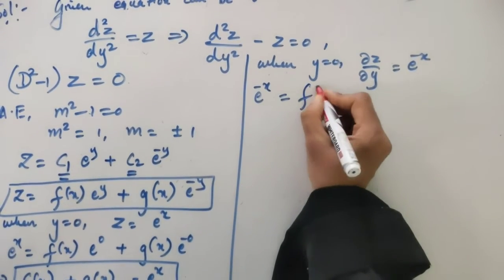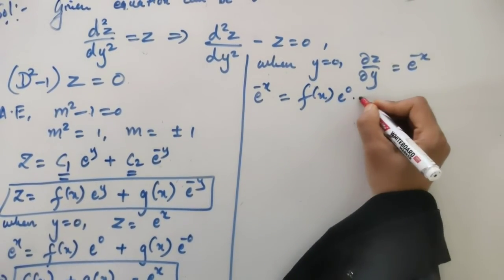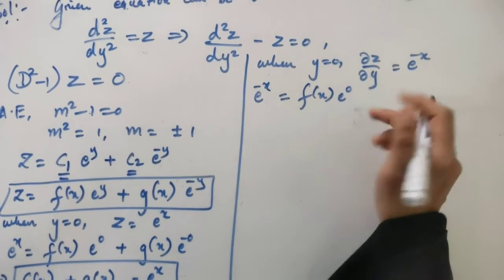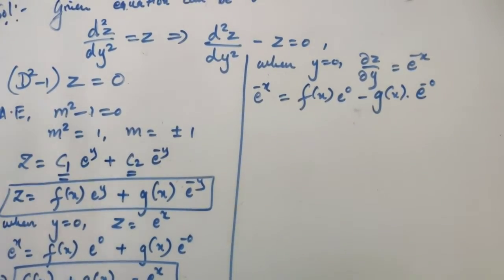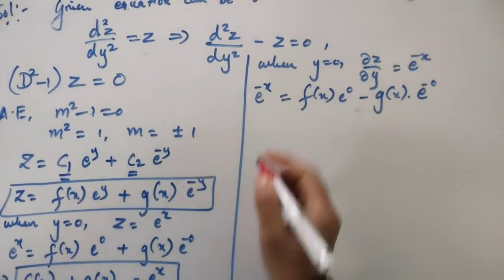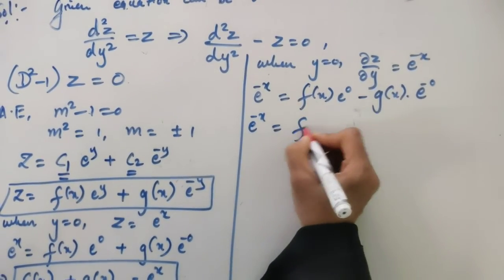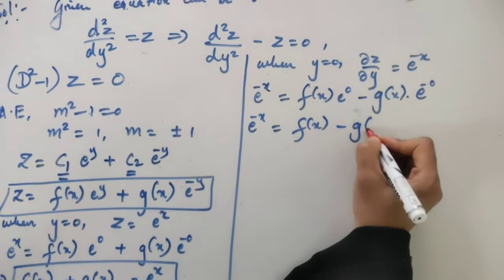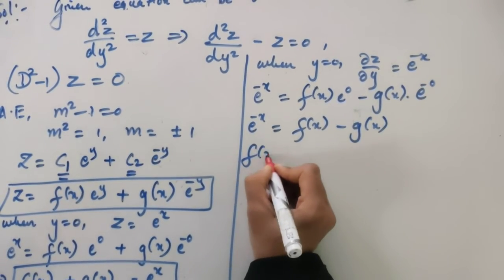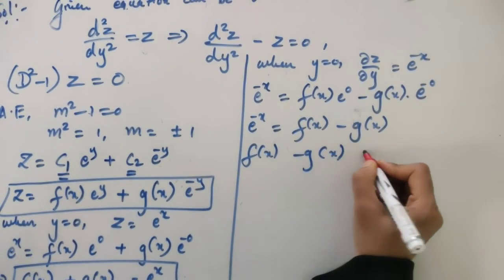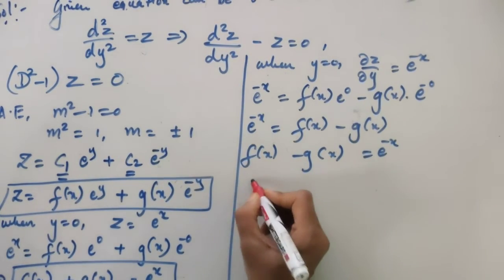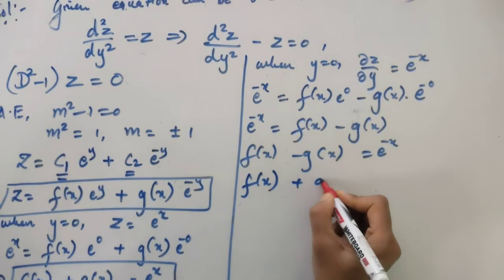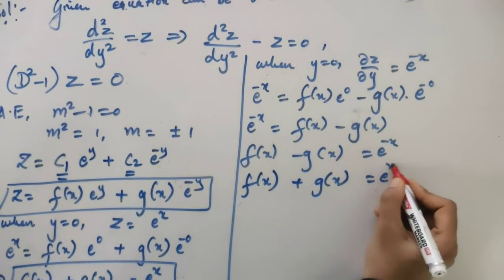So f of x e to power 0, sorry, here it is minus g of x into e to power minus 0. So that is again 1 and 1 over there. So you will have e to power minus x is equal to f of x minus g of x. Or you have got one more equation, f of x minus g of x is equal to e to power minus x, and you have got one more equation which we had done here: f of x plus g of x is equal to e to power x.